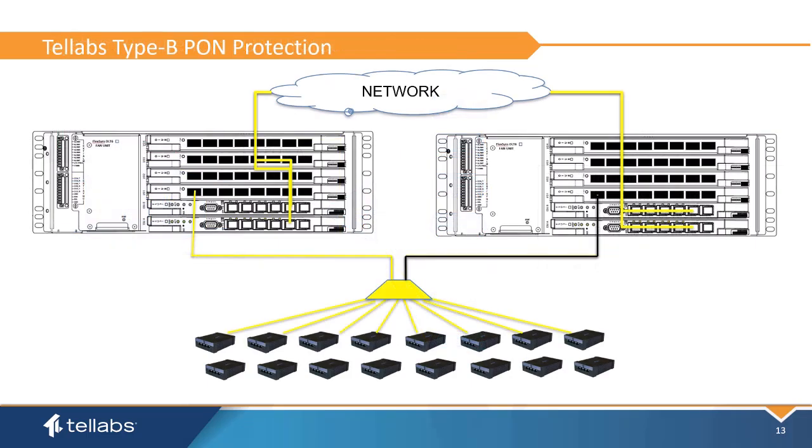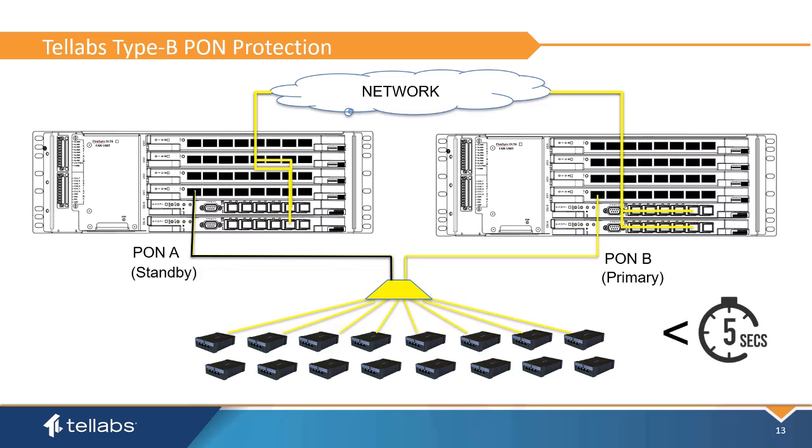Type B protection makes use of a splitter which allows two PON inputs on the OLT side of the circuit. This pair of PON interfaces are considered a PON protection group or PPG with a primary and secondary interface. During normal operation, a primary PON port controls and provides connectivity to the ONT group. The standby PON port listens to the group and becomes the primary when it detects a failure on the PON port. Detection of a PON failure and switch takes less than 5 seconds.